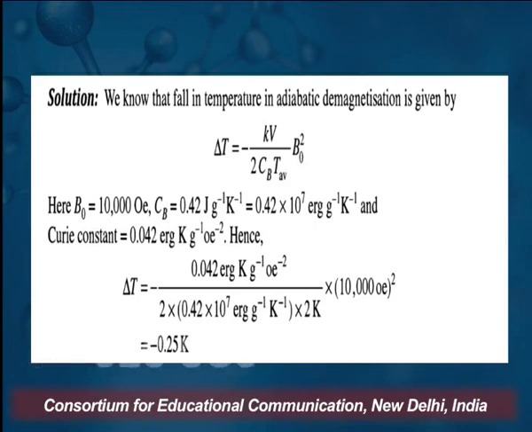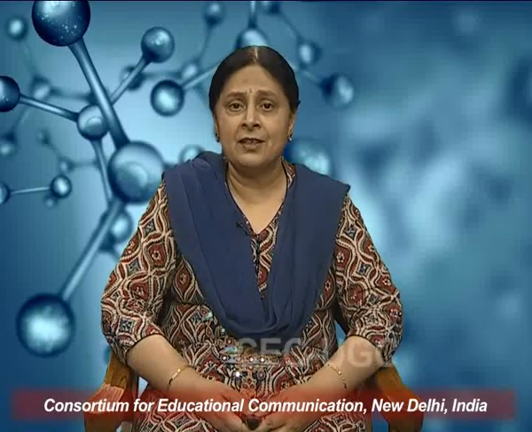Curie constant is also given in the SI system. So delta T will be equal to 0.042 erg Kelvin gram minus 1 Oersted minus 2 divided by 2 into 0.42 into 10 to the power 7 into 2 Kelvin into 10,000 Oersted square. So we get delta T as minus 0.25 Kelvin. So you can appreciate how to calculate the temperature change. Likewise, you can practice on this particular question also.